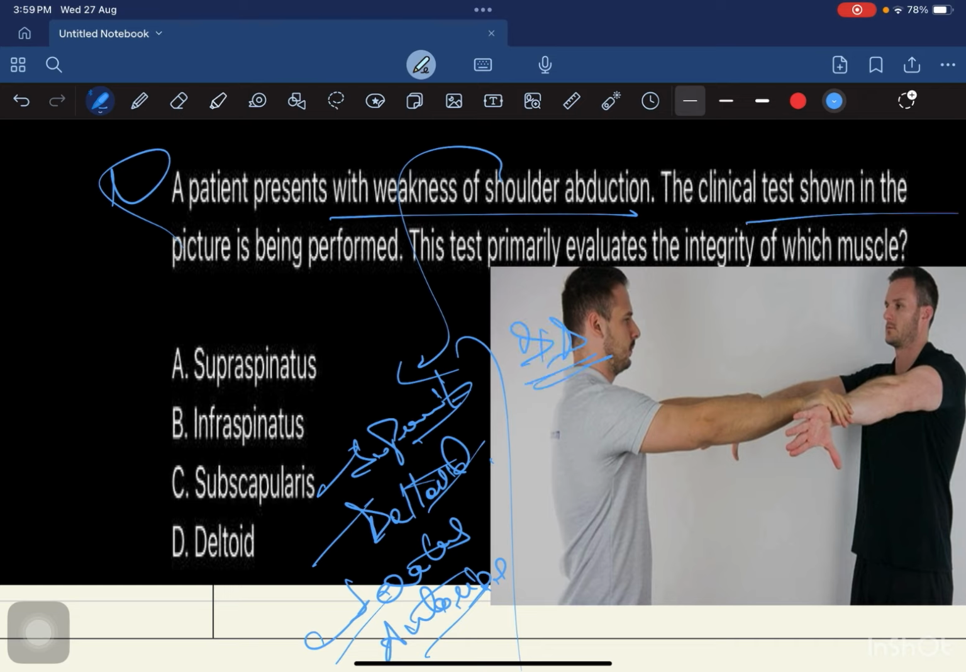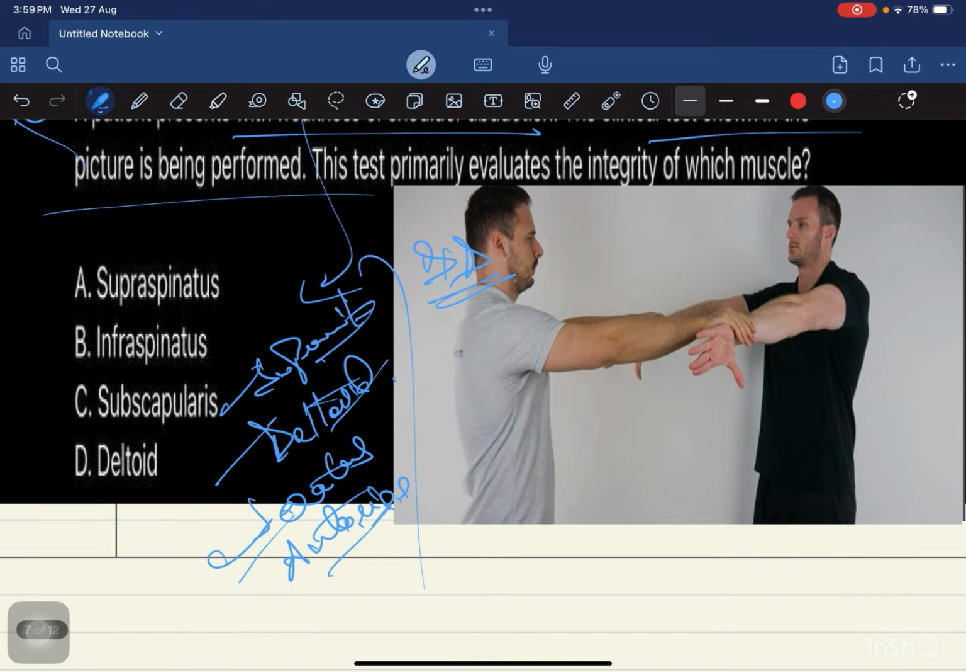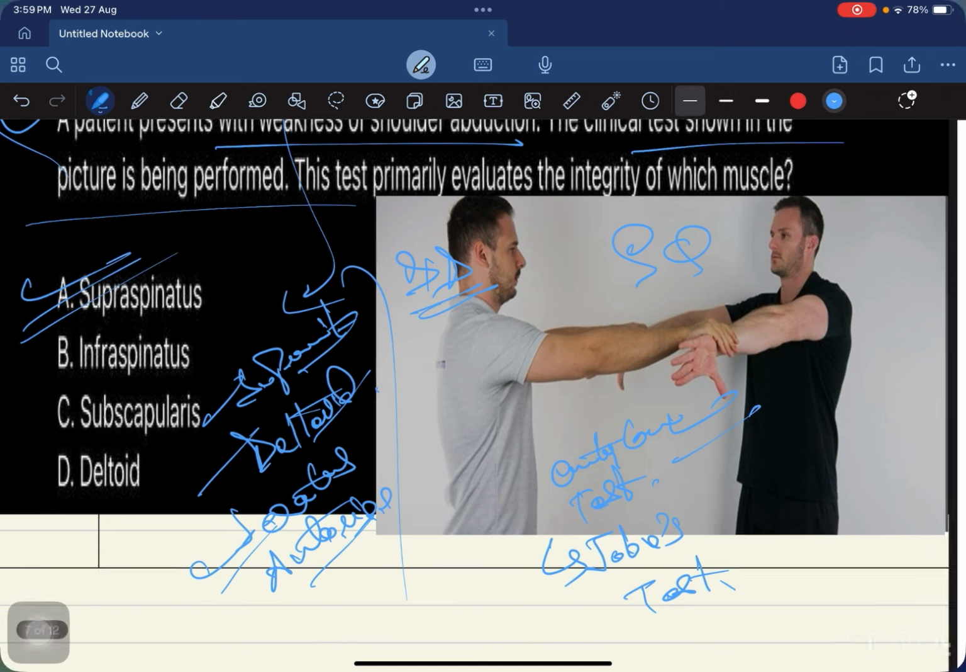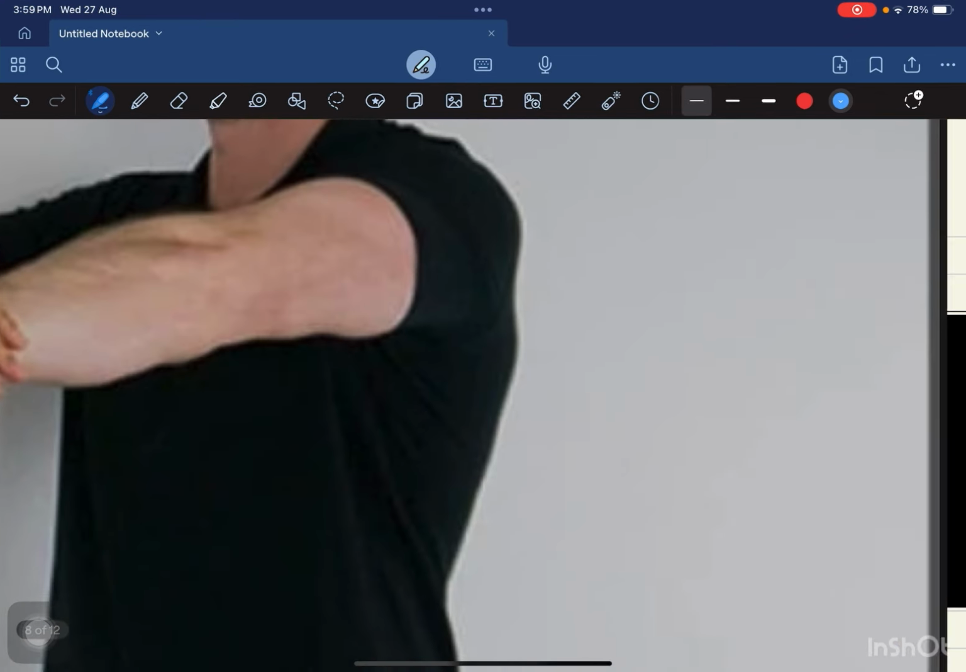Now the clinical test shown in the image is the empty can test. So this image is for your empty can test, also known as Jobe's test. So this is for supraspinatus. Now moving on to the next question.